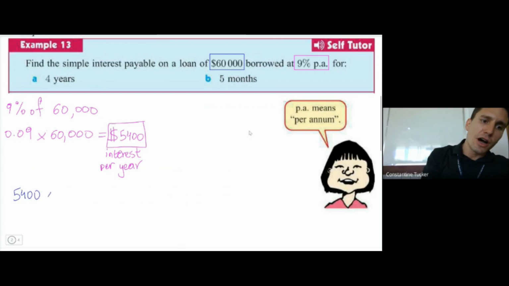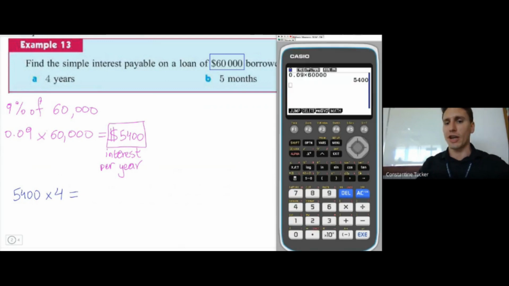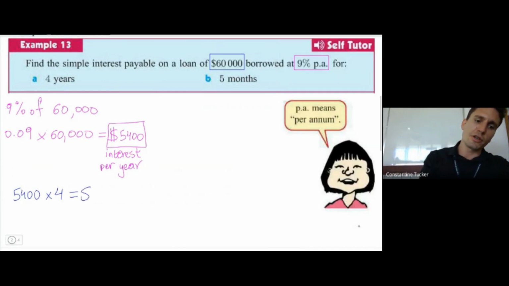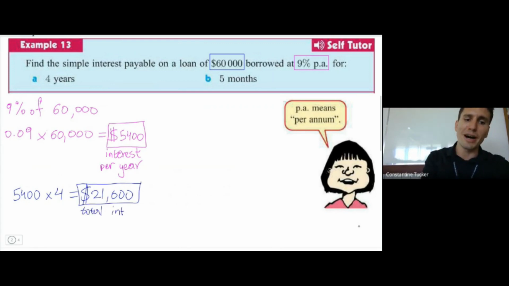Okay. So all we have to do is 5,400 times 4. And now what he was doing is he was showing me this on the calculator. Excellent, well done on doing this. So we do 5,400 times 4 and we get 21,600. So 21,600 is what? This is the interest, the total interest that we will have to pay back.